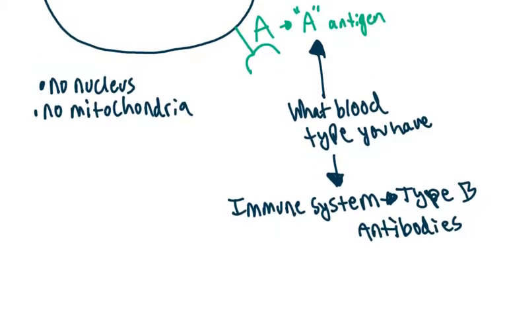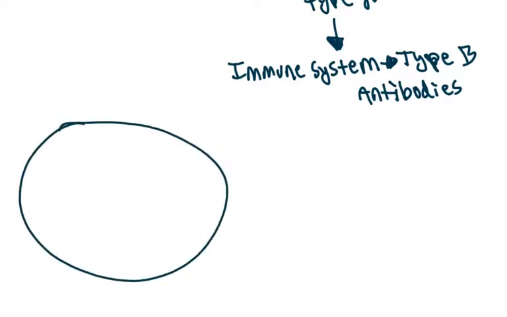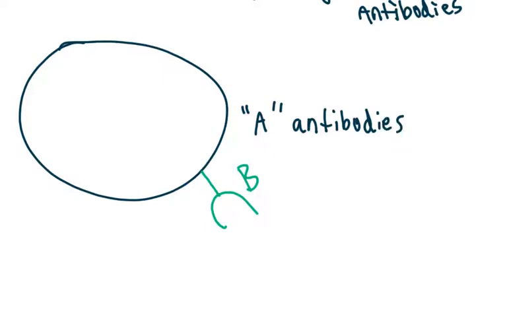So if we look at someone with a type B blood type, we're going to have a B antigen on their surface, because they're type B blood, but their body's going to make A antibodies, type A antibodies.